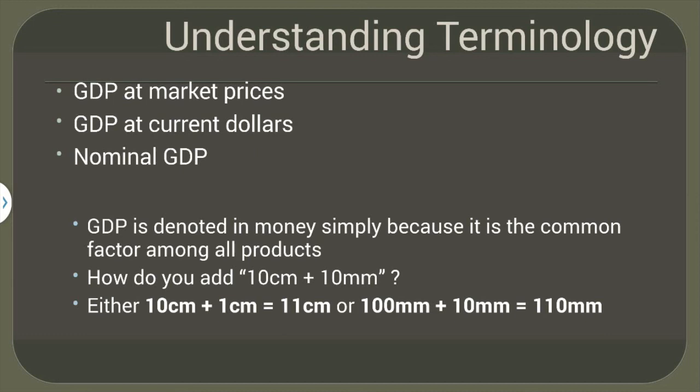And just to give you an idea of what I'm saying, you cannot add variables with different units of measurement. If you were to add 10 centimeters to 10 millimeters, you really can't answer it unless you choose to convert to either centimeters or millimeters. The answer can never be given unless you convert it. And therefore your answer would either be 11 centimeters or 110 millimeters. So therefore, we must have a common unit of measurement. And in the case of GDP, as a statistic, the common unit of measurement would be money.